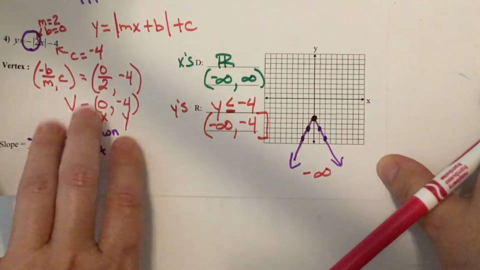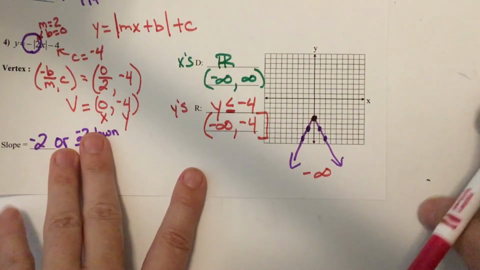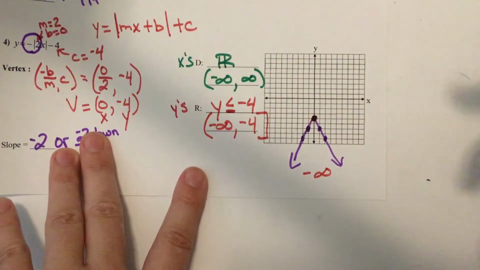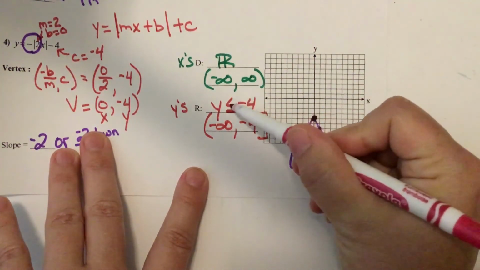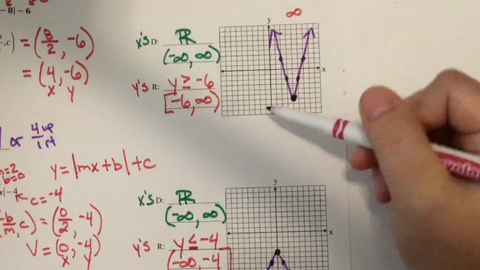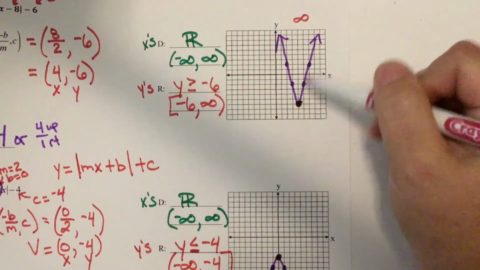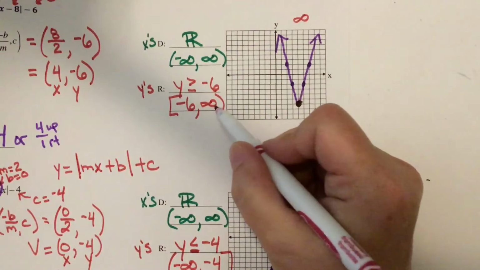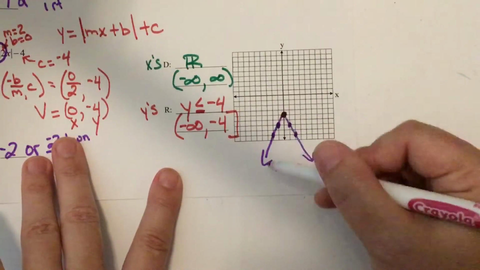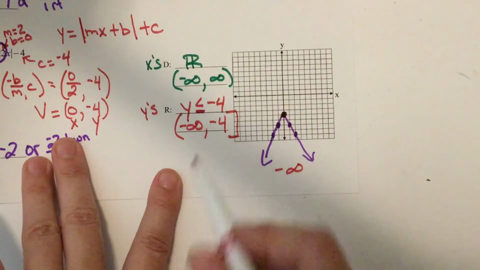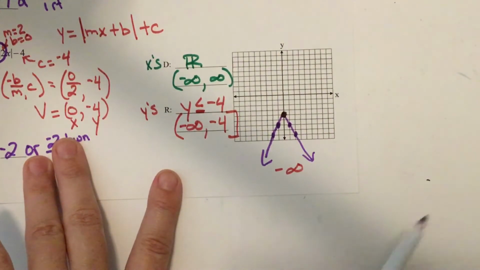So let's just look at the range for a second. When a graph goes down, y's get less. When a graph goes up, y's get greater. When you go up, you always go to positive infinity. But when you go down, you always go to negative infinity. Okay, let's try another.